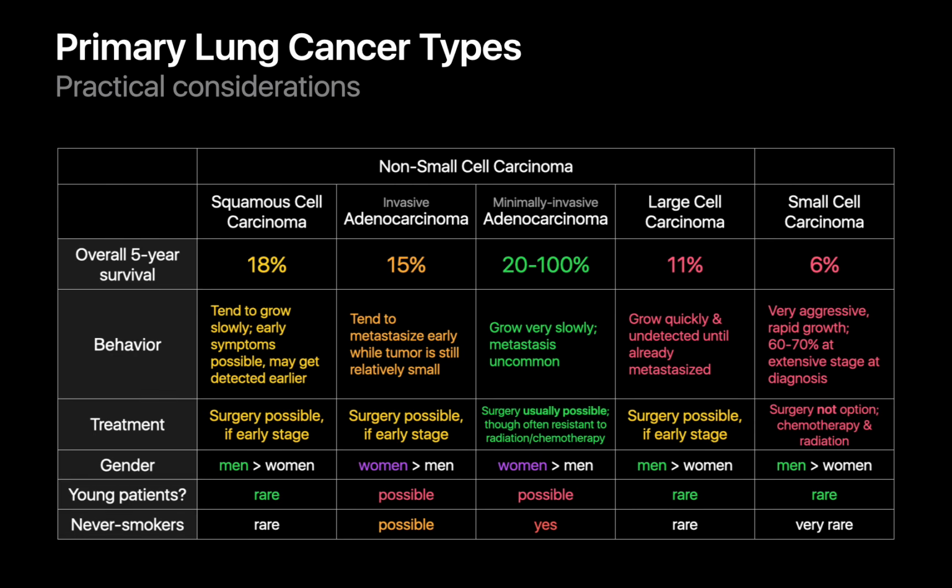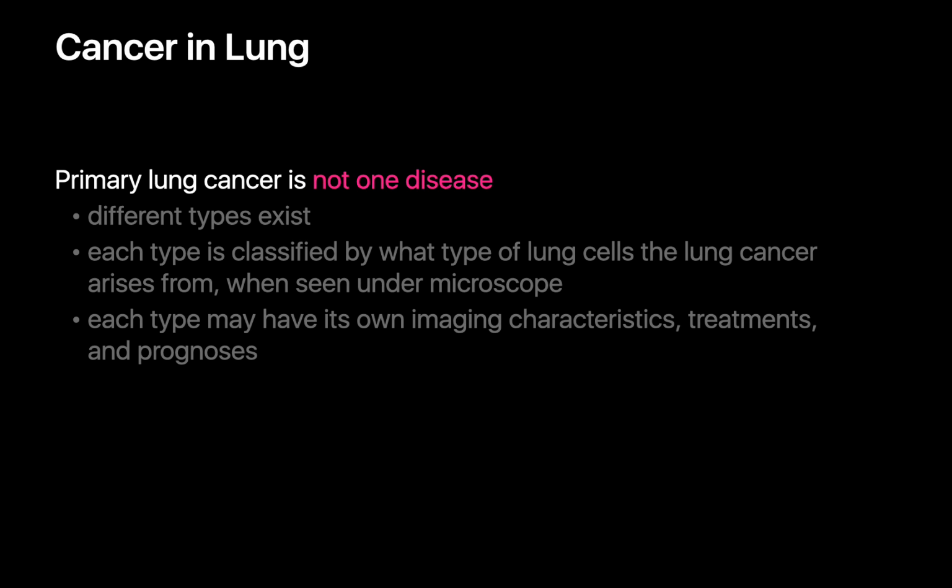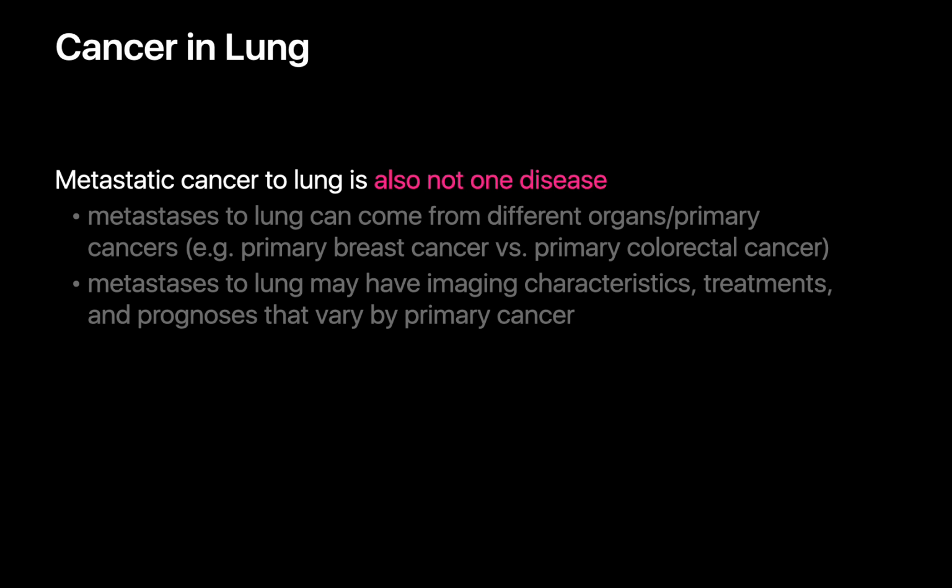Let's summarize our take-home points. Primary lung cancer is not one uniform disease. Different types exist and are classified by what type of lung cells went bad, and each type may have its own imaging disposition, treatment, and prognoses. Likewise, metastatic cancer to lung is not one uniform disease. They may come from primary cancers of practically any organ in the body, present in different ways, require different treatments, and come with different prognoses.